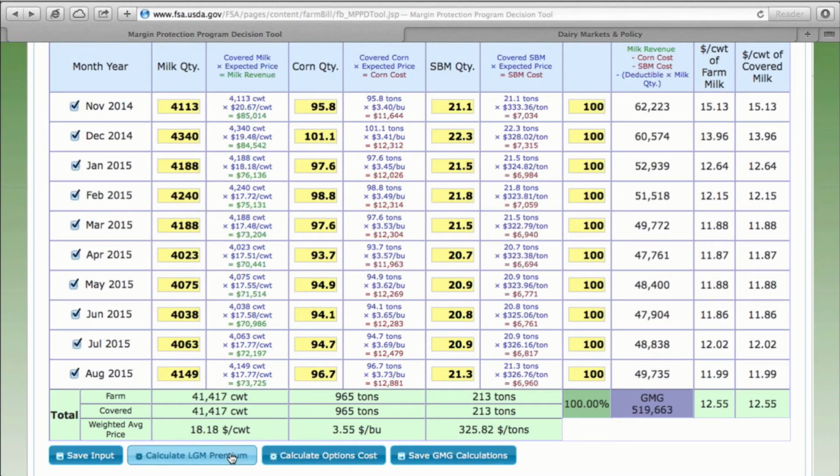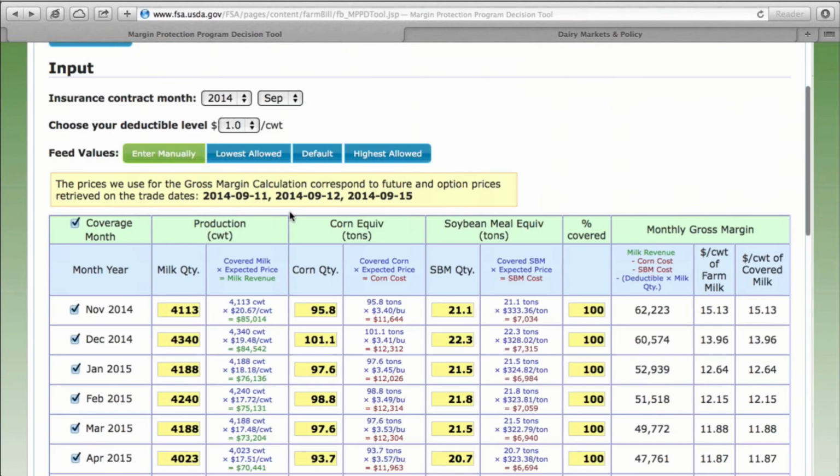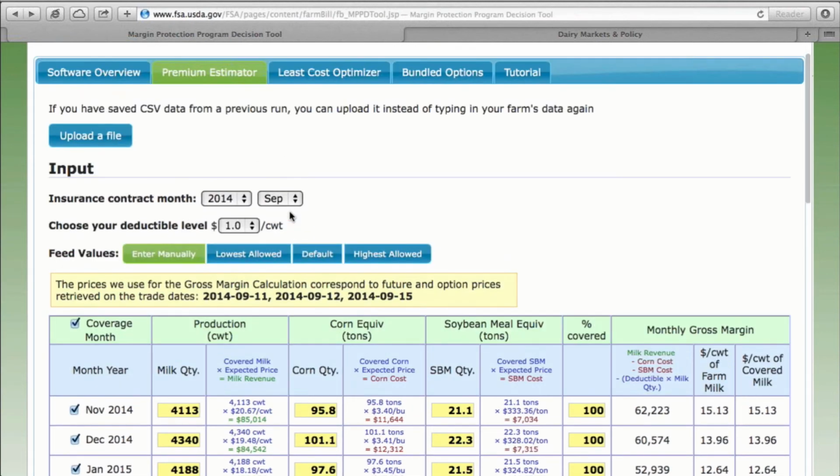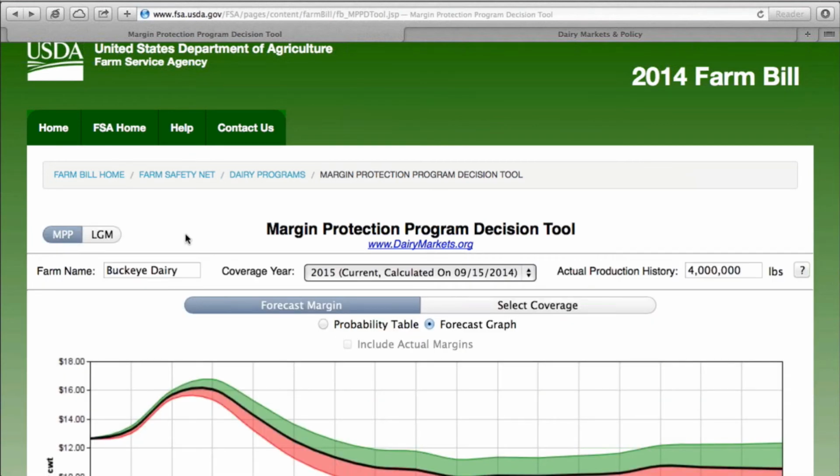What would that cost? Calculate the LGM premium. That's 18 cents a hundredweight. So users can make informed decisions going back and forth between what kind of contract parameters they like for LGM Dairy and also MPP, and think about which instrument best helps them protect against catastrophic financial losses.